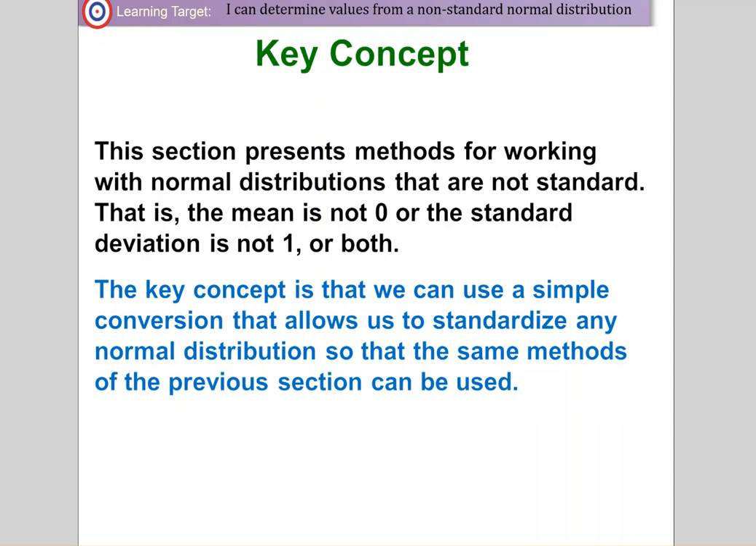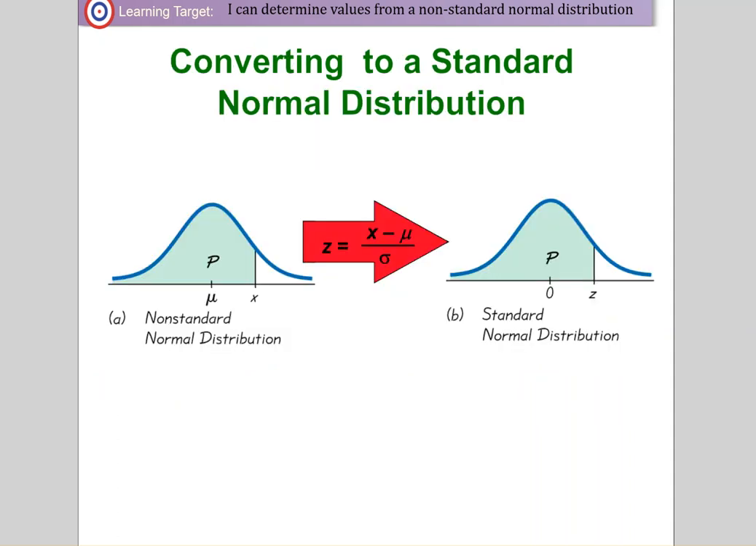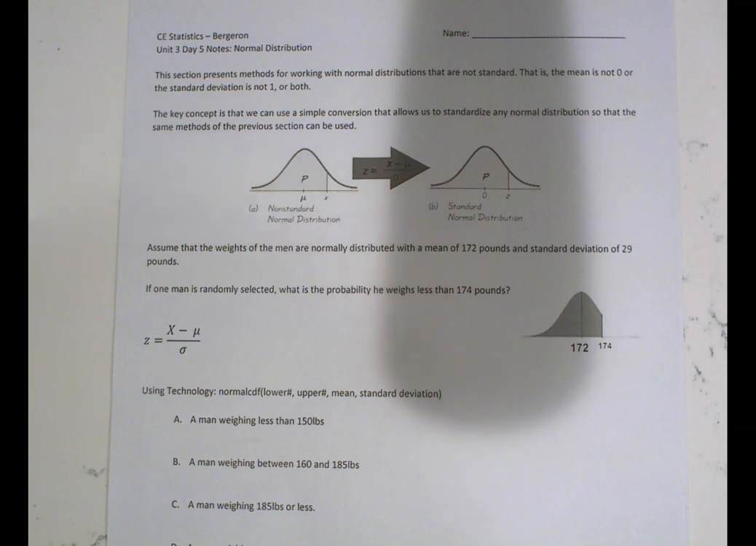However, remember, we've already figured out how we can find a z-score. So we can always convert something from a normal distribution to a standard normal distribution so that we can use the methods that we've already learned. So what we're going to be doing, right, is we're going to take our data from our non-standard normal distribution, use our z-score, and then that puts it on a standard normal curve. So let's go ahead and look at an example of how we would do that.